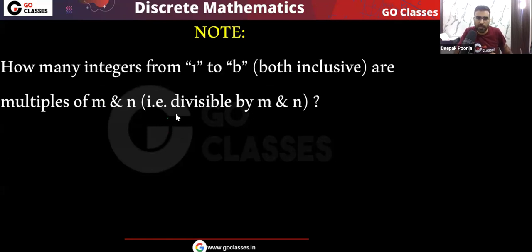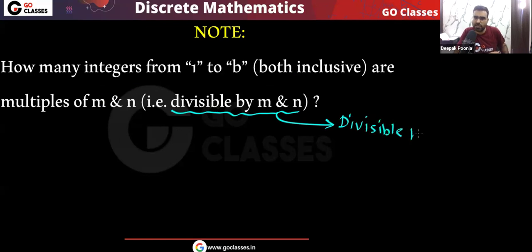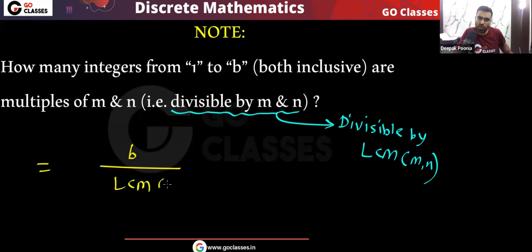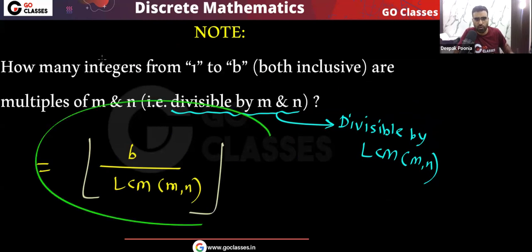So here, remember, divisible by m and n simply means divisible by LCM of m comma n. You have to find the LCM of m comma n, and this is what the question is asking, that from 1 to b, how many integers are divisible by LCM of m comma n. And the answer will be very simple: b divided by LCM of m comma n, floor. Okay, this is the formula, very simple.